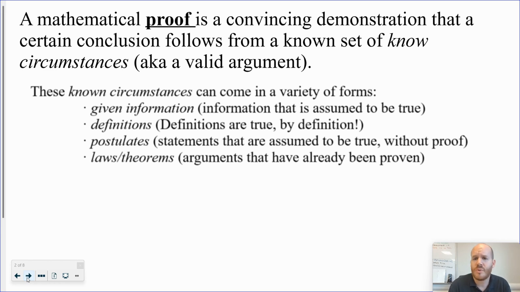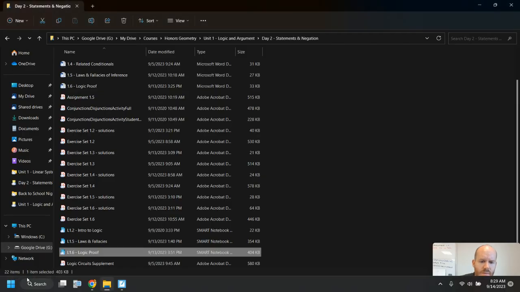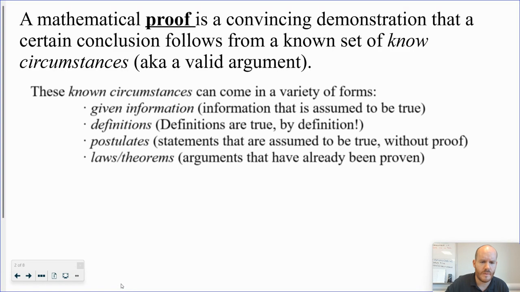So a mathematical proof is just a convincing demonstration that some conclusion follows from a given set of circumstances called the premise. These known circumstances can come in a variety of forms. It can be given information, definitions, postulates, which are statements which are assumed to be true without proof, and then there are laws of inference and theorems, which are arguments that have already been proven.